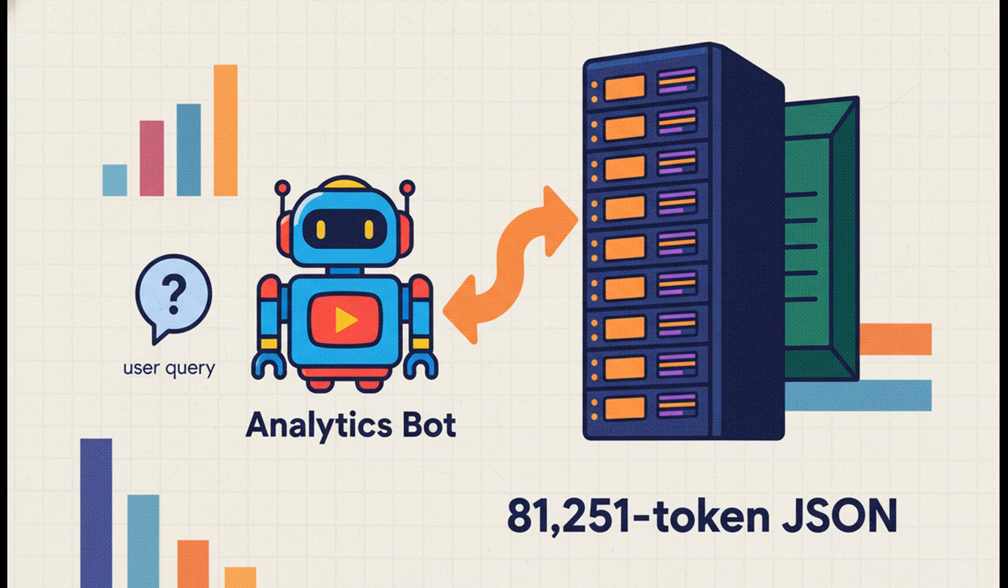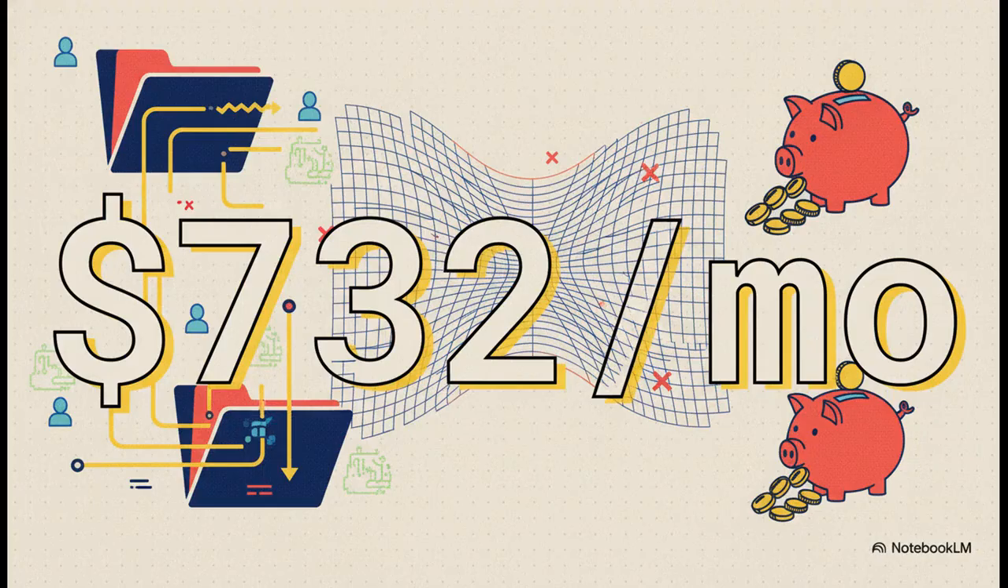To be accurate, it needs the full context of a channel's metadata, and in this case, that's a massive 81,000 token JSON file that gets sent along with every single user question. So, without caching, every single user query forces the model to reread that entire file. The results? A monthly bill of $732 for one bot instance. Now just imagine trying to scale that to 1,000 users. It becomes prohibitively expensive, fast.